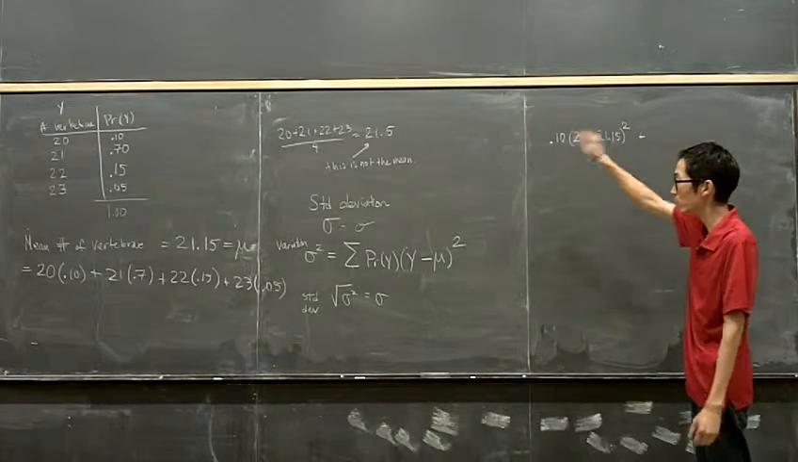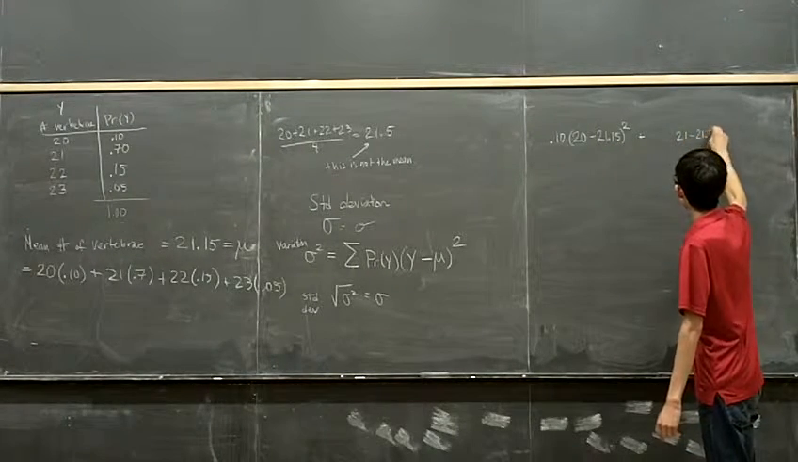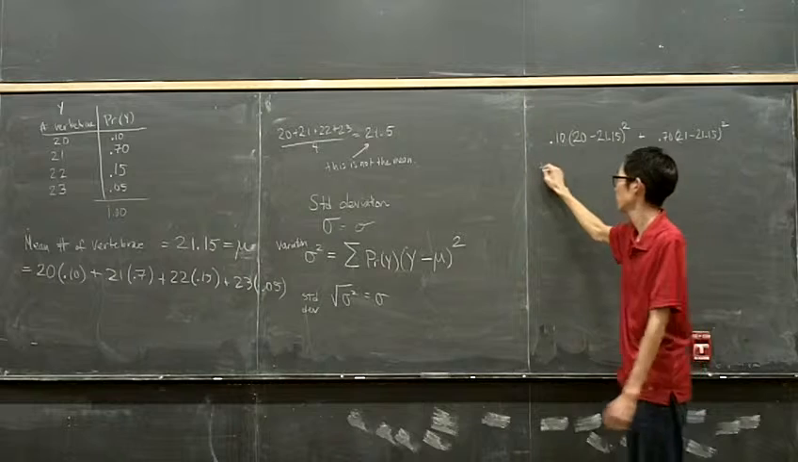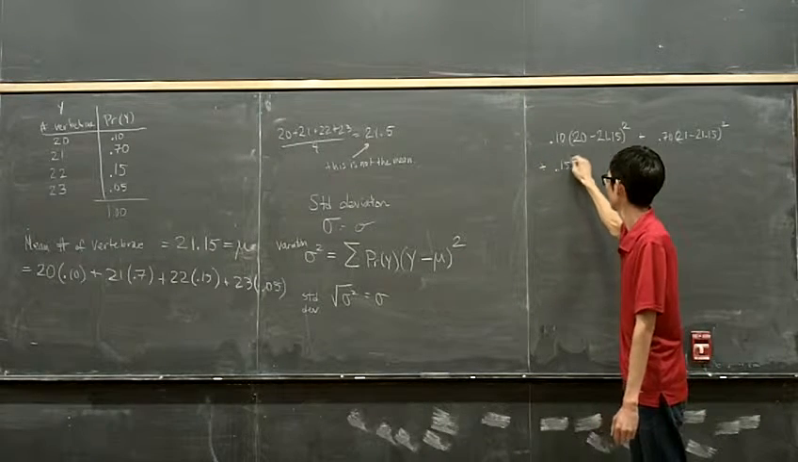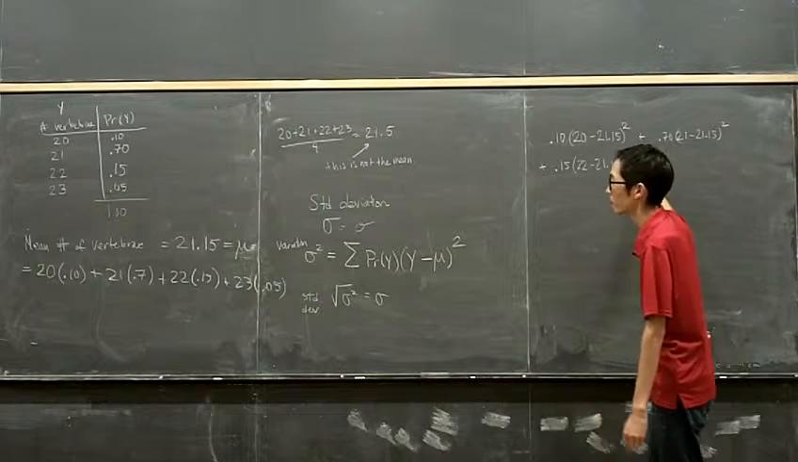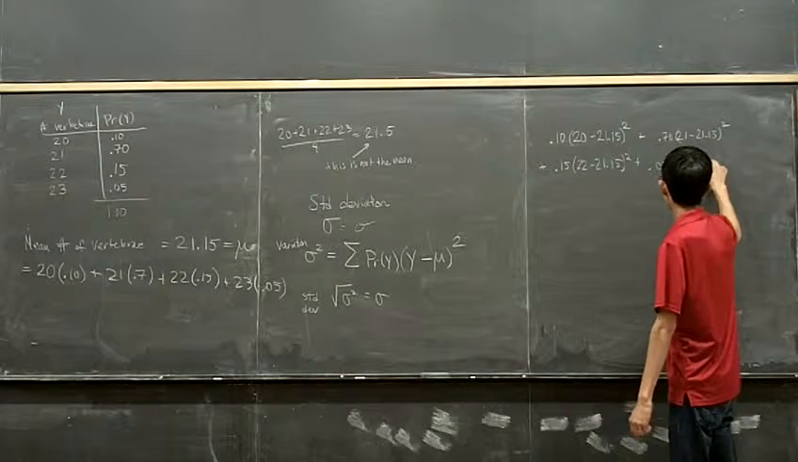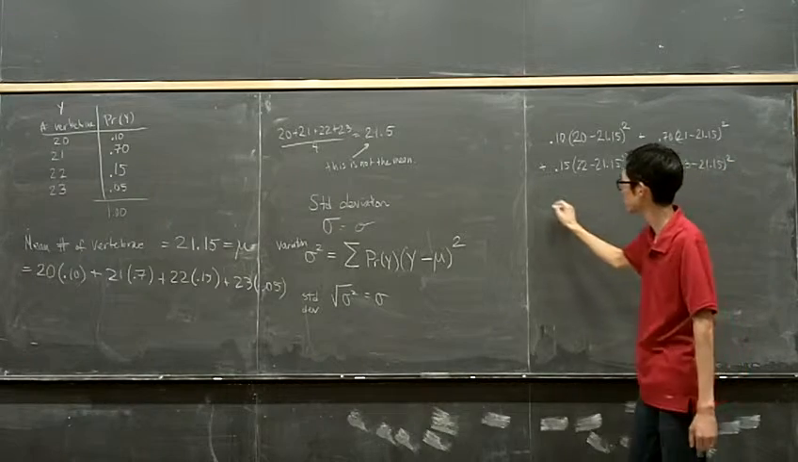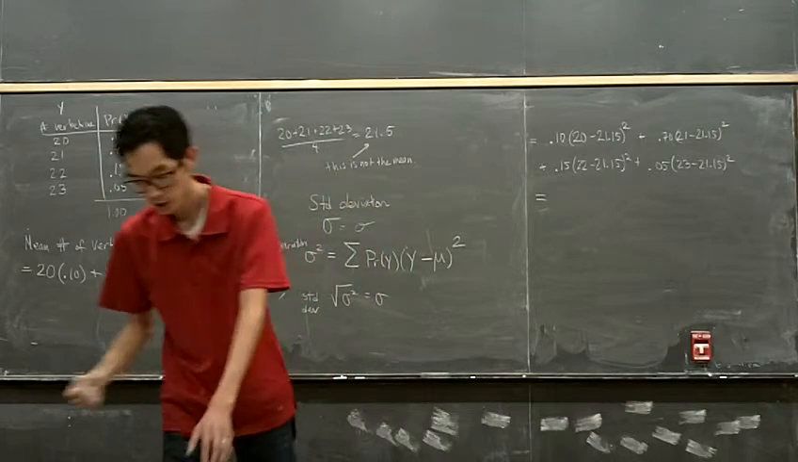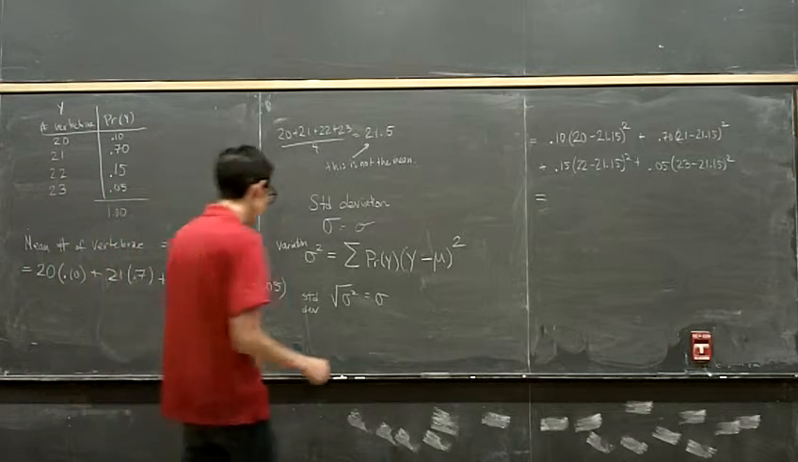And then I do this for all of my values. So I have 21 minus 21.15. I square it and I multiply it by 70%. And then 1.5 times 22 minus... See, this can end up being kind of tedious, but not impossible. All right, so this will give me my variance. Remember, this is the variance.